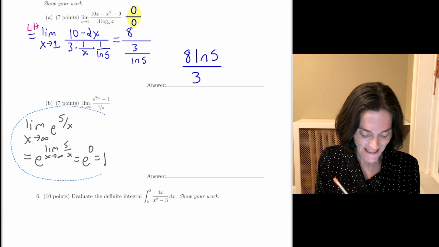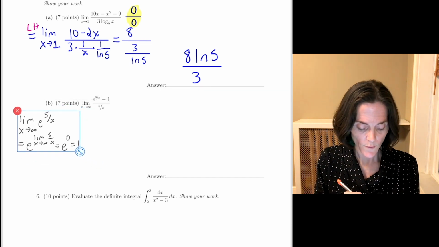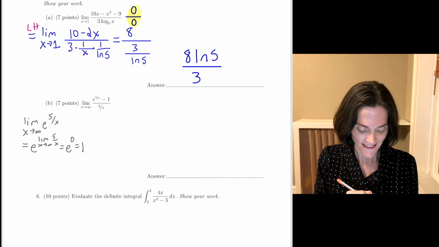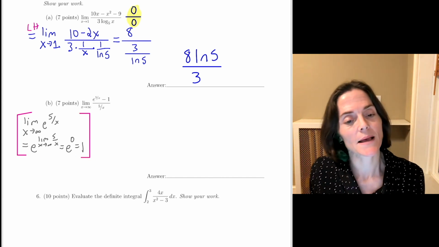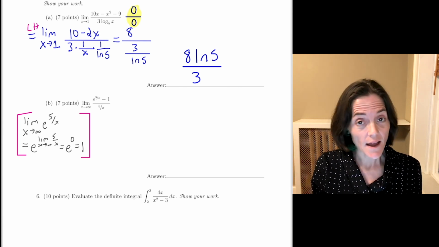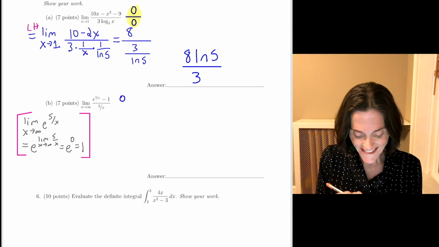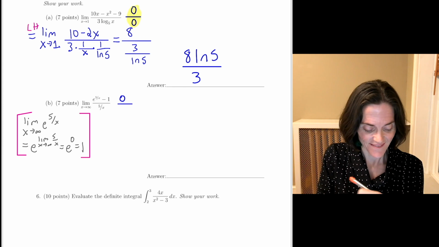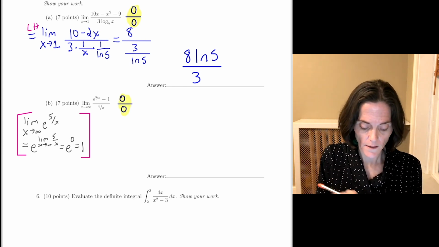Okay, now I'm ready to return back. I'm going to leave this because I need it. I'm ready to return back to the limit I'm asked about. Just do this and do this. What do you notice about this question? Well, the numerator, 1 minus 1. The denominator, 5 over x, approaches 0. So we, in fact, do get 0 over 0. Which means we may use L'Hopital.